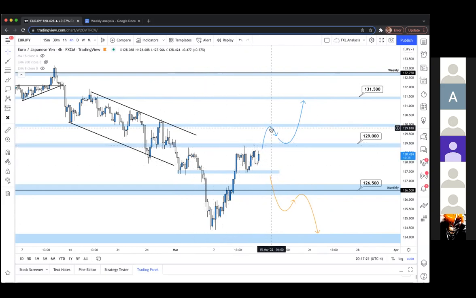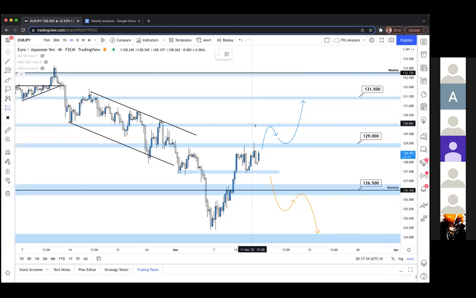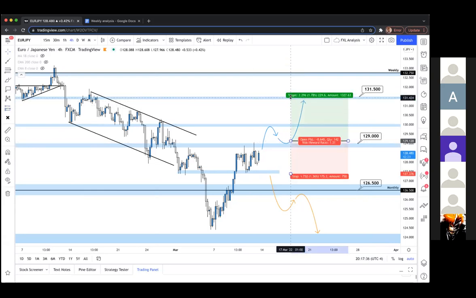So that's where we need to see the transition, meaning a break above, a higher low, and then we can consider it bullish. Could get a nice long opportunity potentially towards 131.5 resistance. Let me just highlight what this would look like for you guys. So this would be the long scenario. Again, only if we break 129.